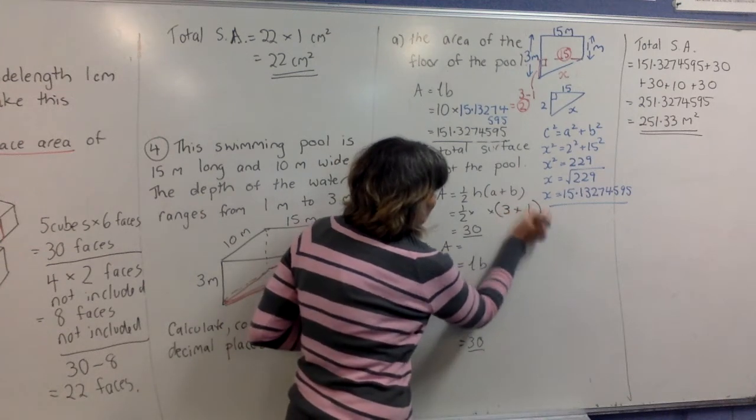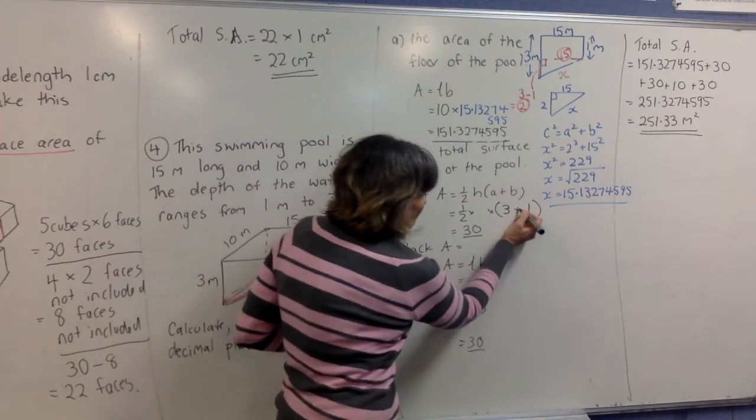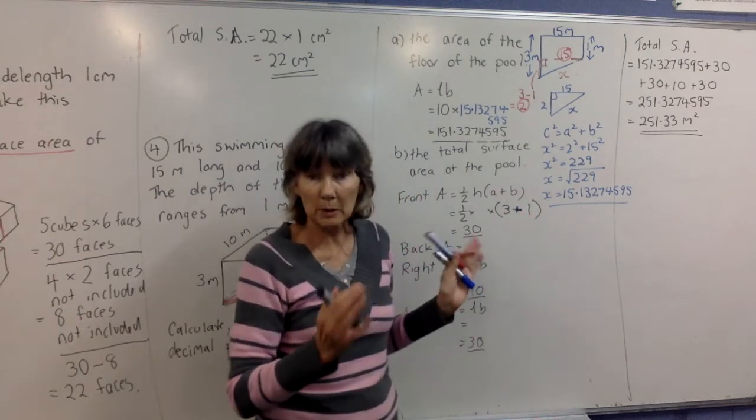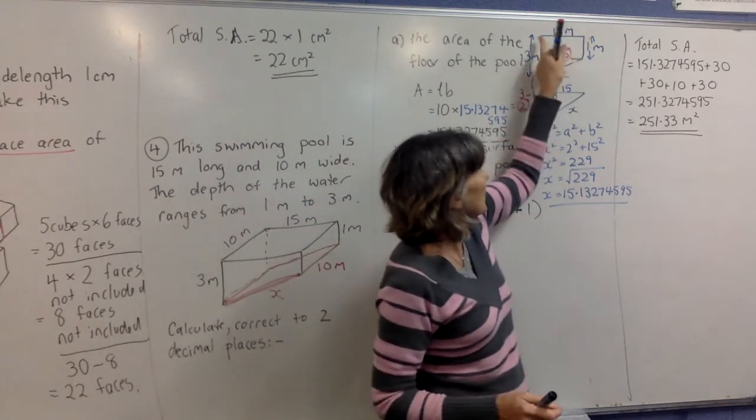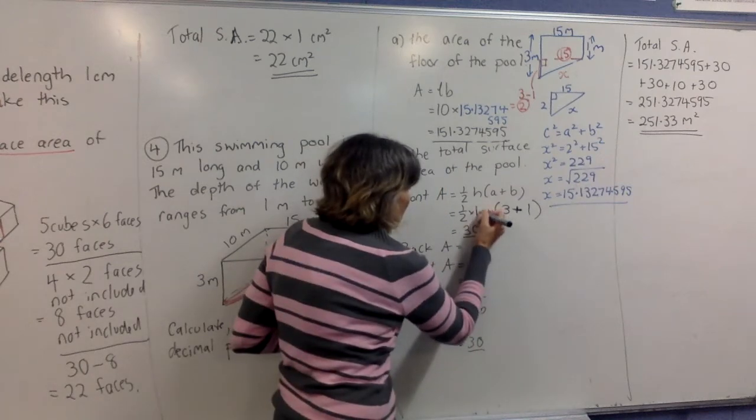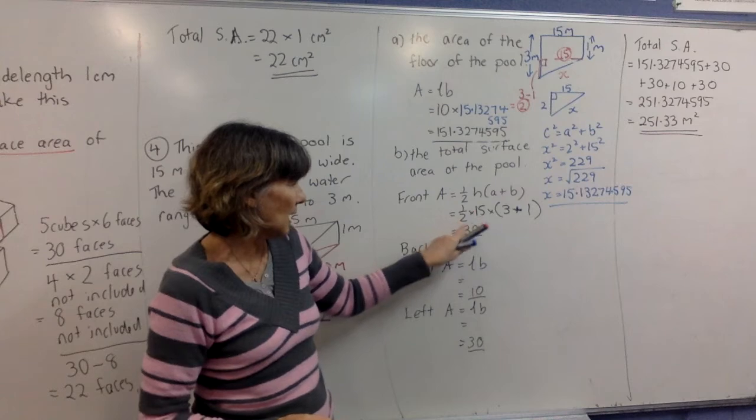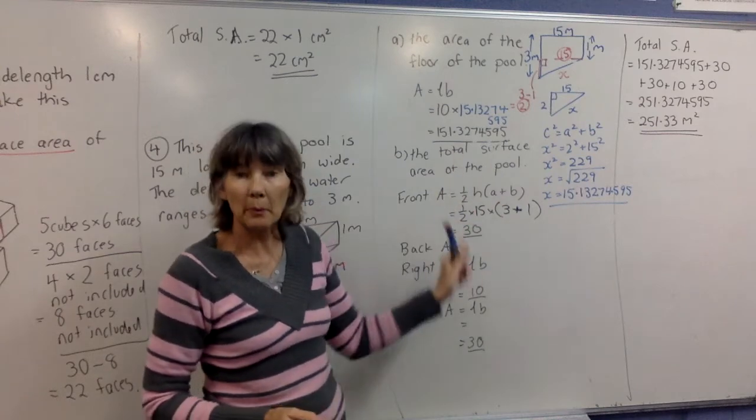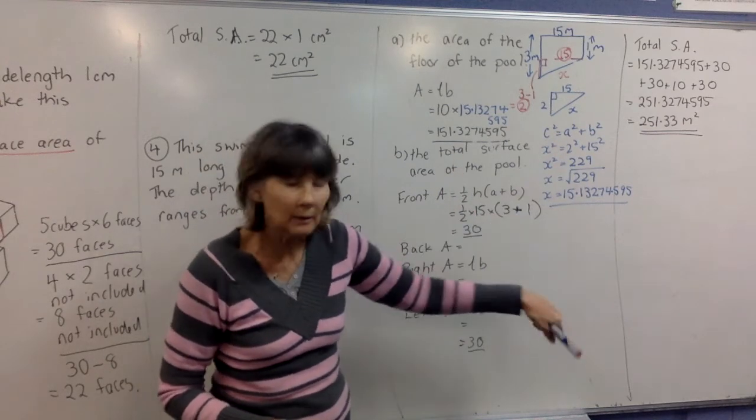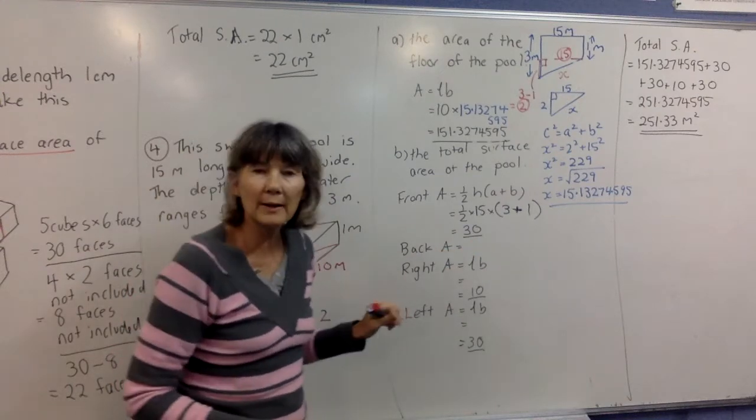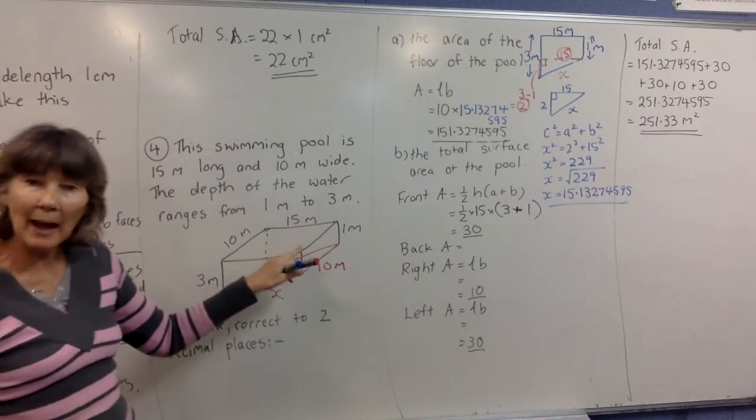So I'm going to put my 3 plus 1 in there. Okay, now the h, the perpendicular height, joins from between the 2 parallel sides. So that's your 15. So that goes in there. Now put that into the calculator exactly as it says it. A half times 15 times bracket, 3 plus 1 bracket equals, and it'll give you a 30.